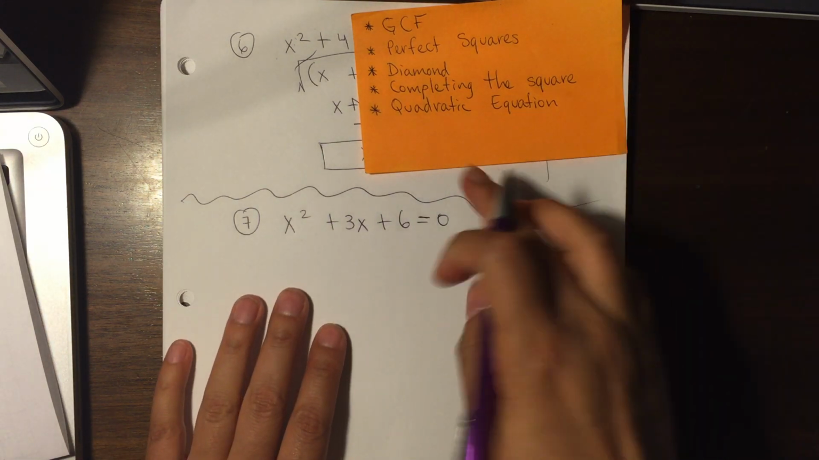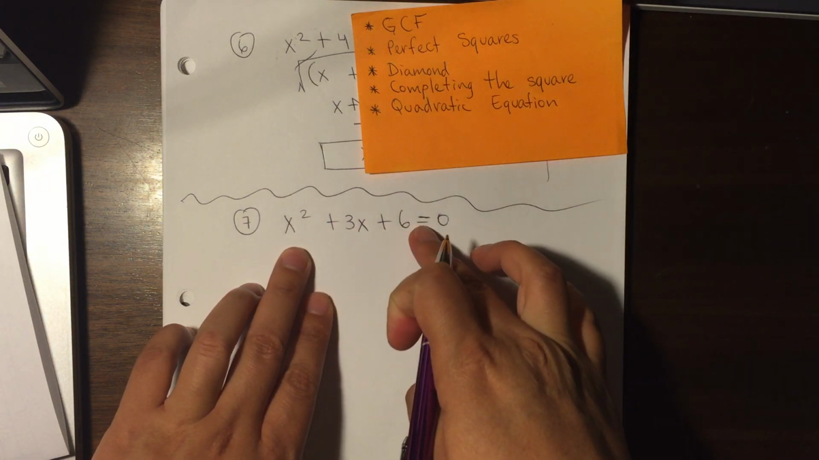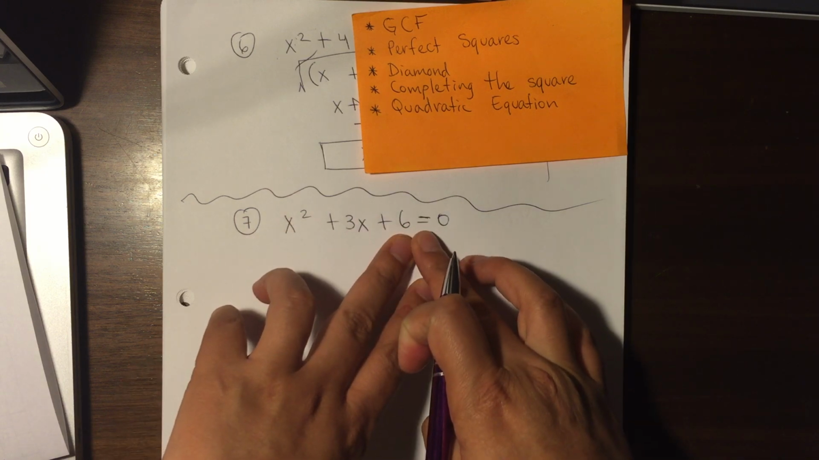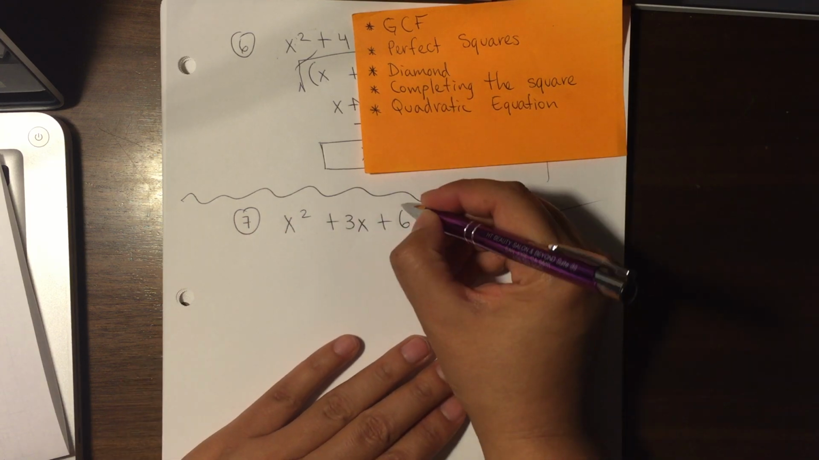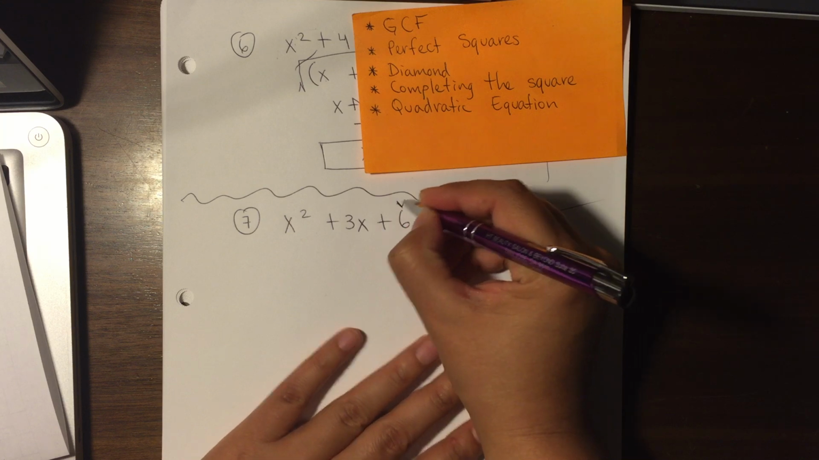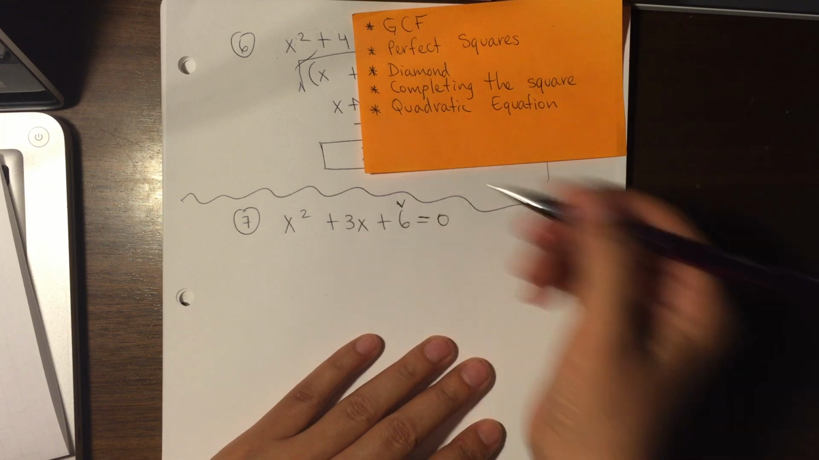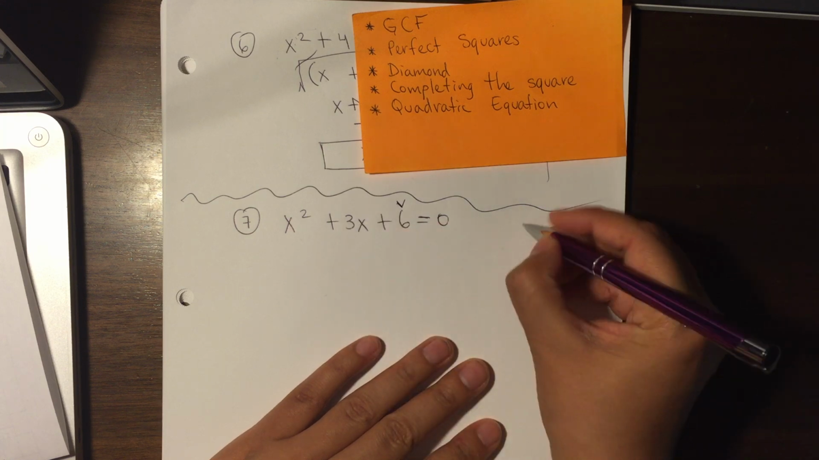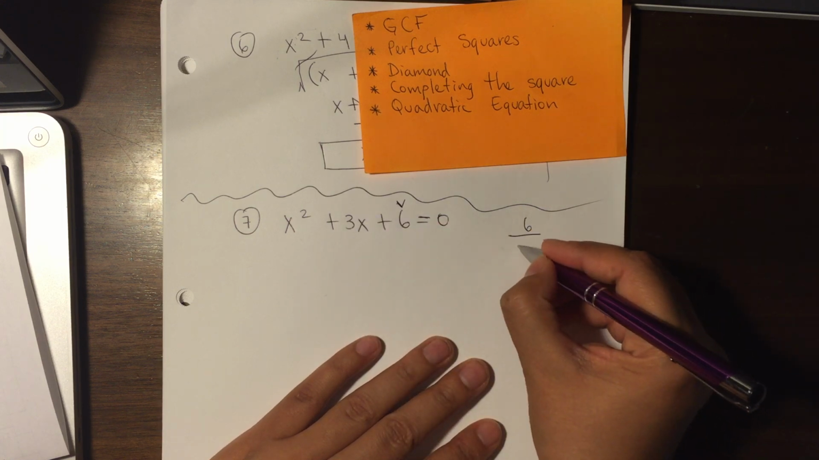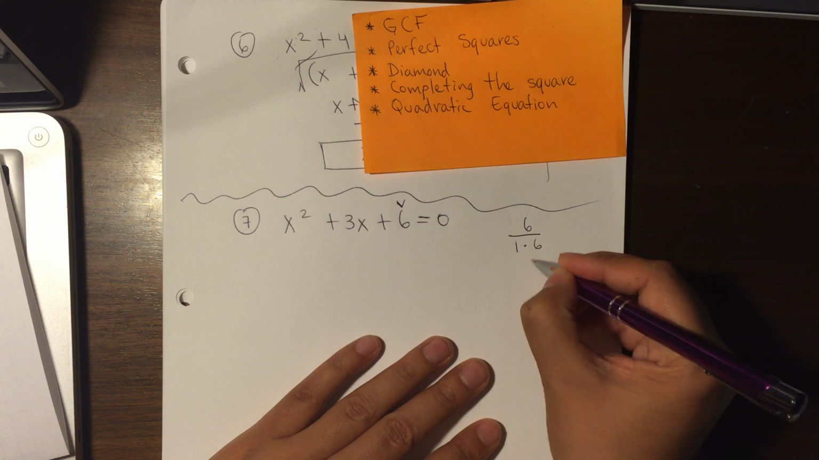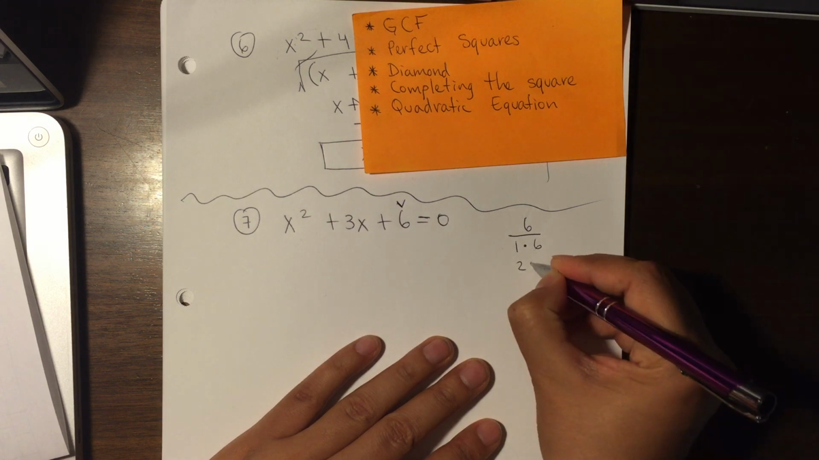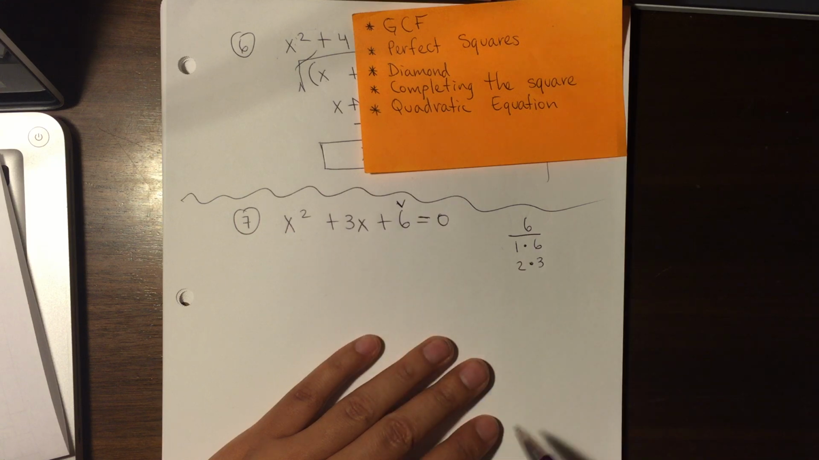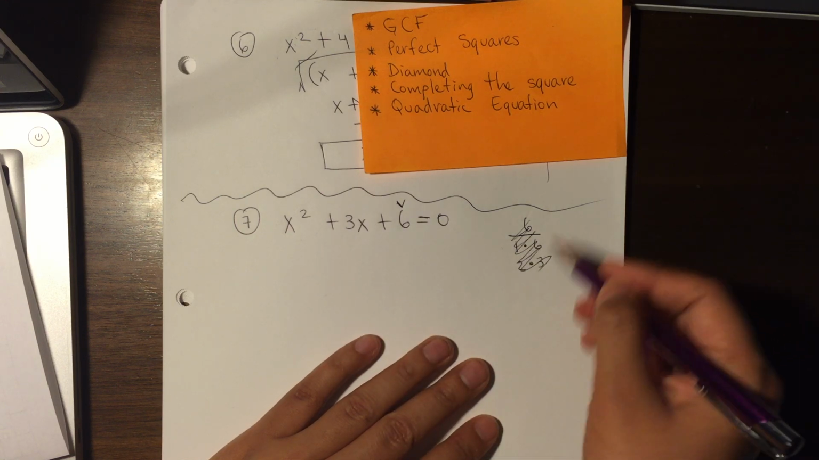Okay, so greatest common factor? No. Perfect squares? No. Diamond method. Diamond method means yes, the two factors that equal 6, but then when you add them equal 3. And if you think about it, 6 is 1 times 6 and then 2 times 3. But nothing added together makes 3, so the diamond won't work.